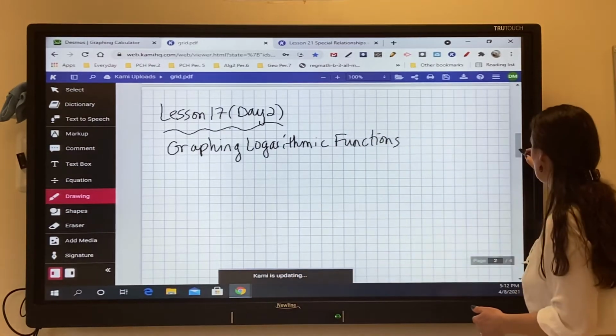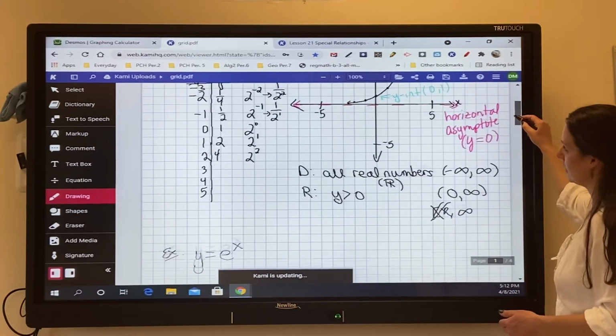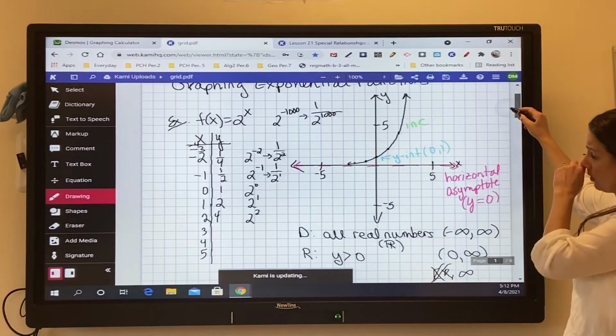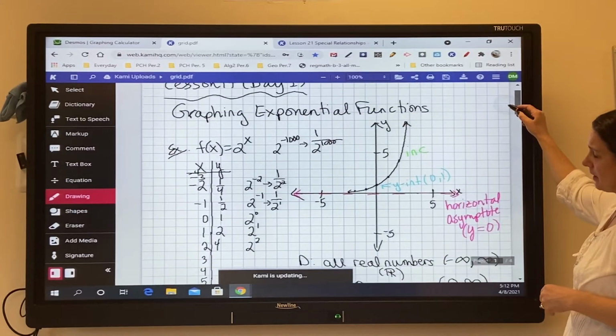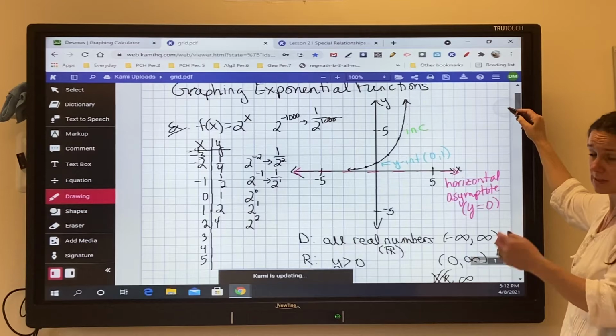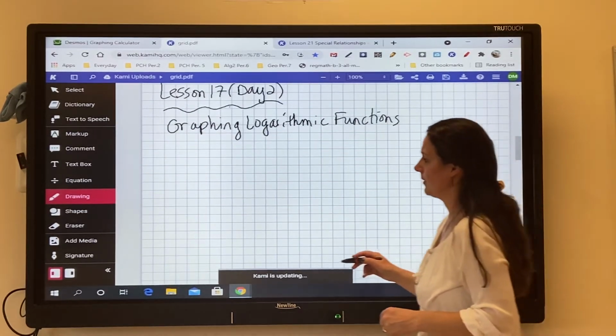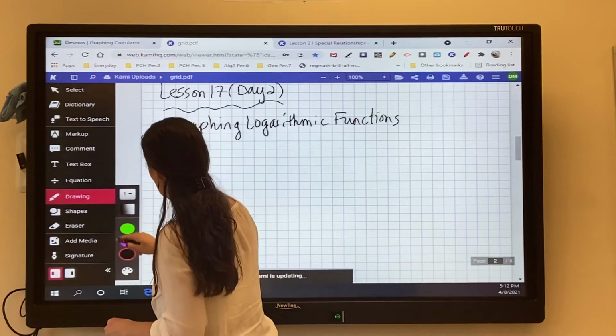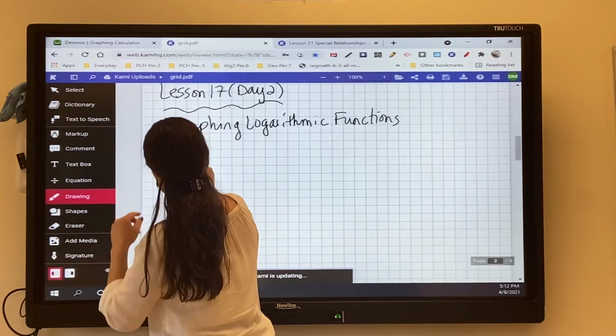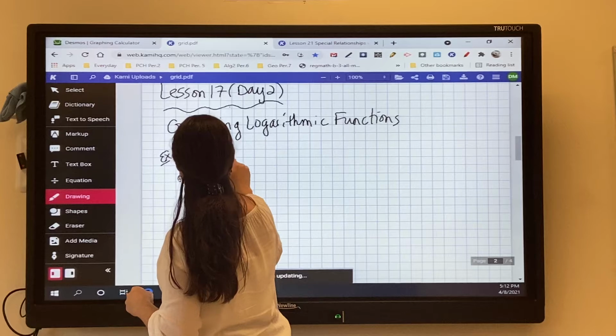If we review really quickly, lesson 17 day 1 was the graphing of exponential functions. We're going to take a look at pretty much the same kind of process, same idea, with the graphing of logarithmic functions. Our first example is f of x equals log base 3 of x.